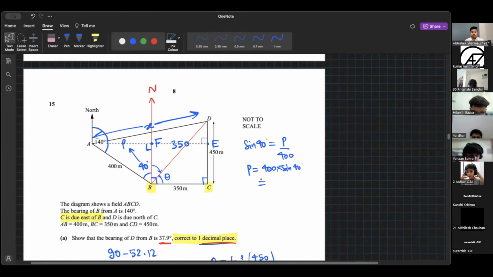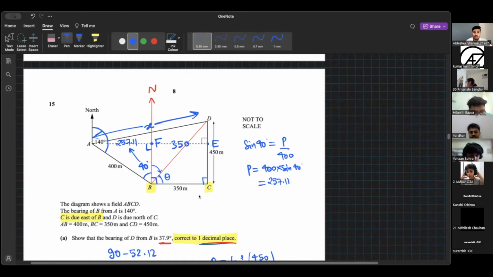What is 400 into sine 40? That is 257.11. We can also do it by cos, by taking angle A as 50, because its opposite is 90. So 140 minus 90, yes, you can do that. You can surely do that. That is the other way. So this P value is 257.11.